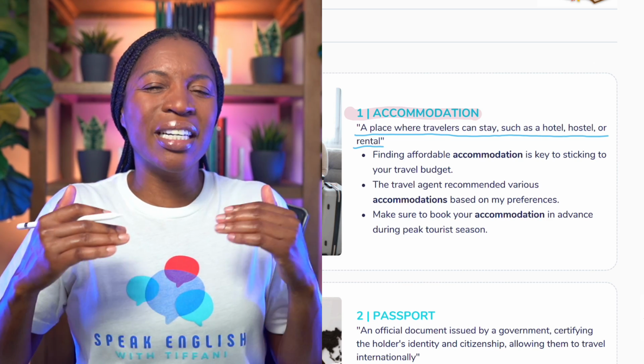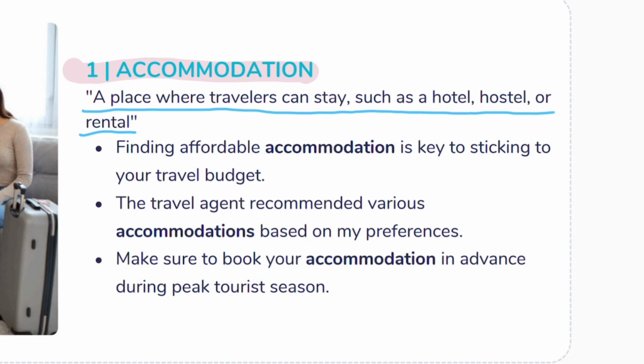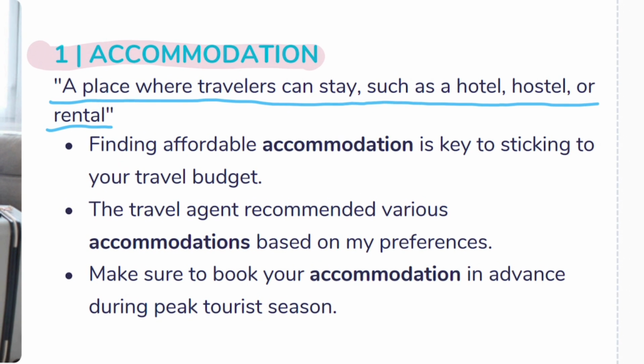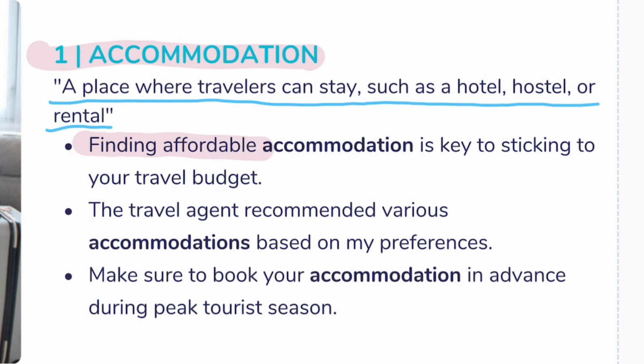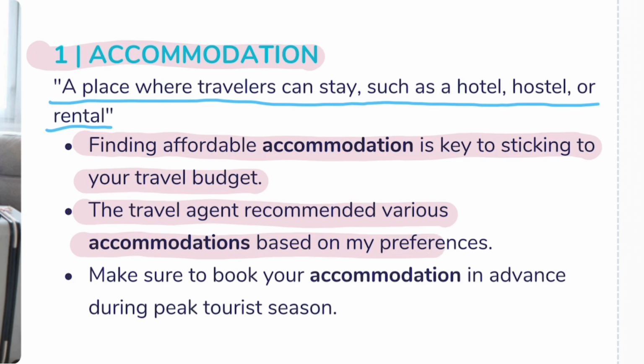Now let's check out these example sentences using this term. The first example sentence is, finding affordable accommodation is key to sticking to your travel budget. Next, the travel agent recommended various accommodations based on my preferences. And finally, make sure to book your accommodation in advance during peak tourist season. So, once again, our first term is accommodation.